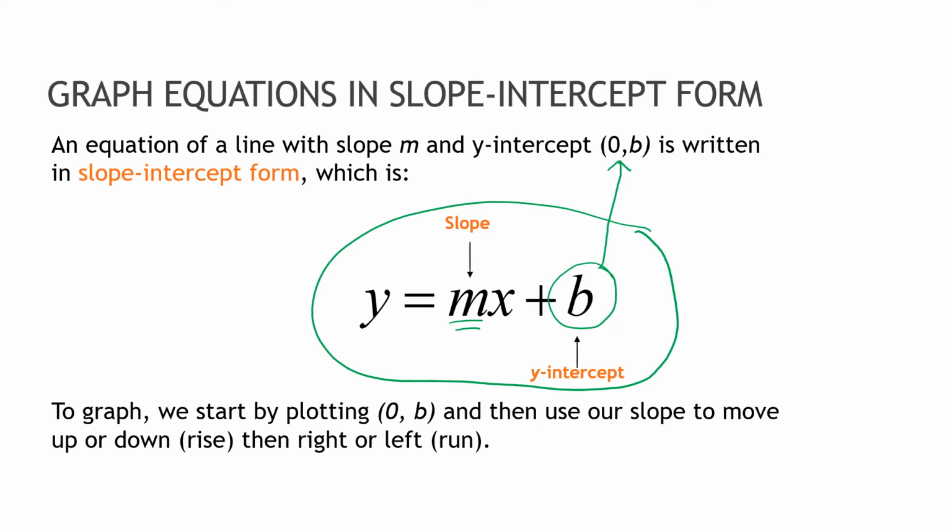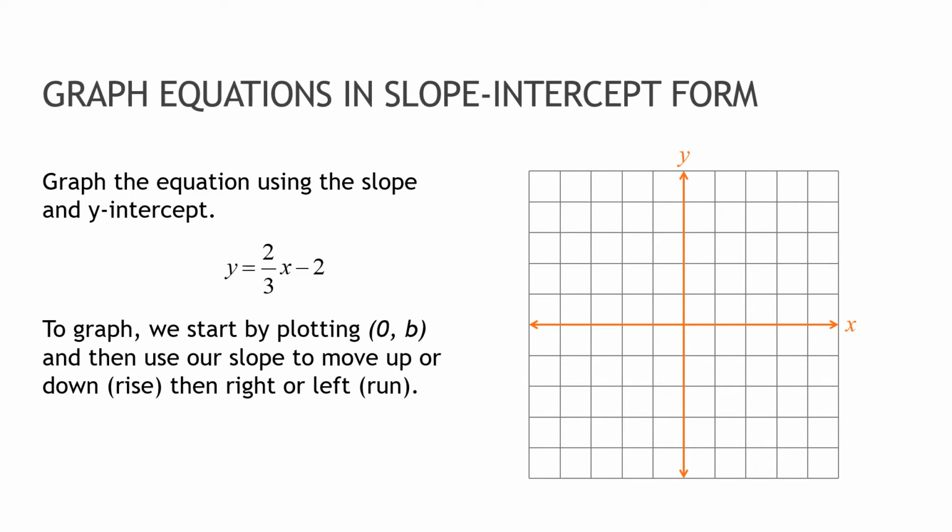The steps that we're going to go through is to start by plotting the y-intercept and then just use our slope, which we've talked about before, to go up or down and then right or left based on what our slope is. So let's look at one of those together. First thing I'm going to do here with my equation, y equals 2/3 x minus 2, is I'm going to talk about what's m and what's b.